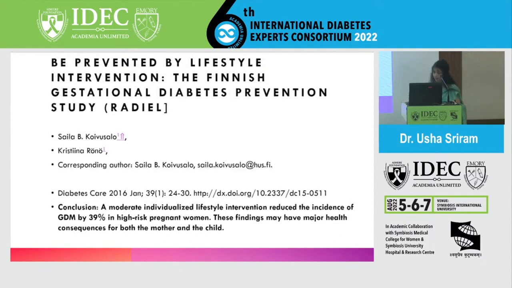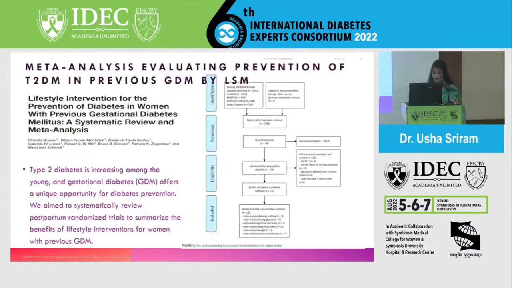Ravi Ratnakaran. One of the very few positive studies have come out in this prevention of GDM, and one of them is, of course, lifestyle intervention. The Finnish gestational diabetes prevention study, or the RADIEL study, they said a moderate individualized lifestyle intervention reduced the incidence of GDM by 39% in high-risk pregnant women. So at least that we can do, because we have 5 to 7 million women having GDM per year. So even if we can bring that down, I think that lowers the future burden of diabetes.